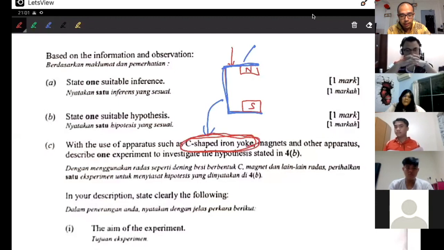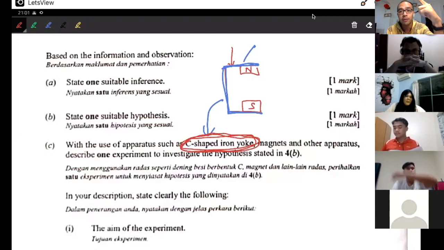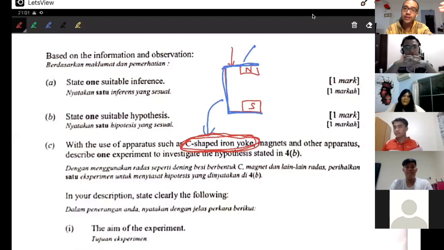When you see this apparatus, you're like, oh, okay, C-shaped iron yoke. There's only one experiment in your entire Form 4, Form 5 that uses a C-shaped iron yoke, and the word is so unique that if you forget it, it's probably because you haven't seen the experiment before. So if you want to see how the experiment looks, please check out my TikTok account and you can see the experiment. Anyway, C-shaped iron yoke is a very important clue, because that will tell you that this is the force against current experiment.